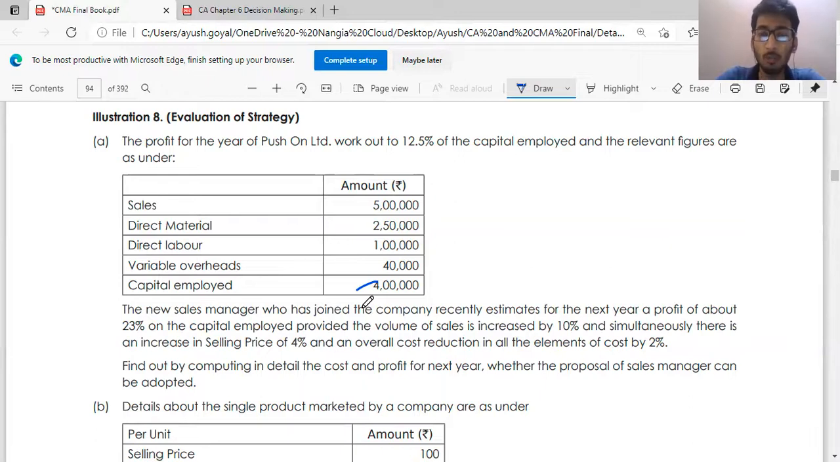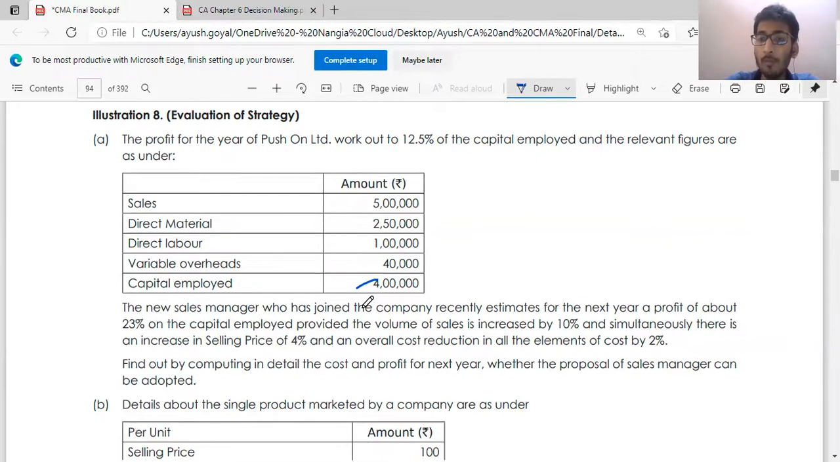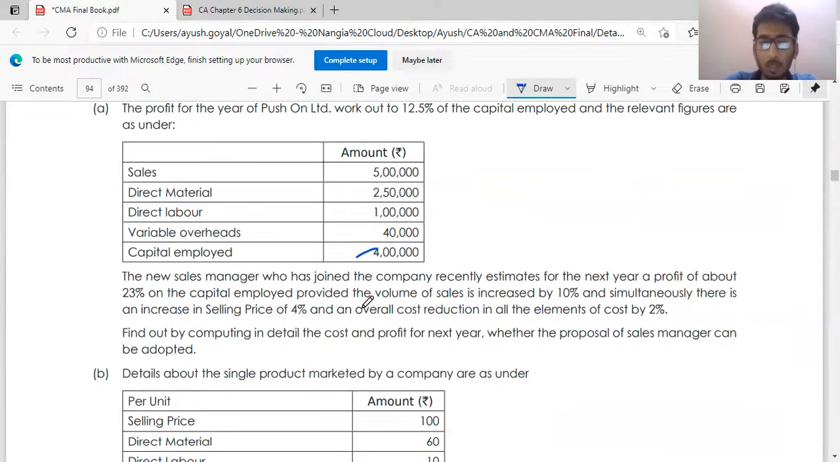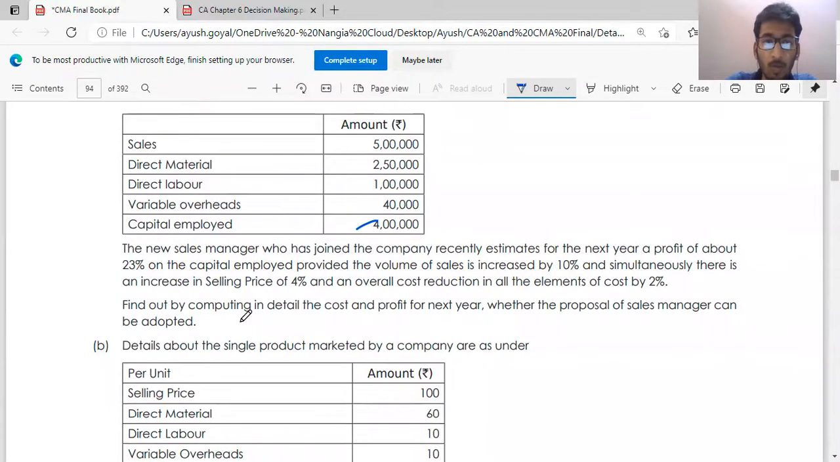If we change the volume of sale, basically increase the volume of sale by 10%, and simultaneously the sale price is also increased. Okay, overall cost reduced by 2%. Okay. Find out by computing the detail of the cost and profit for the next year whether the proposal of the sales manager can be adopted.